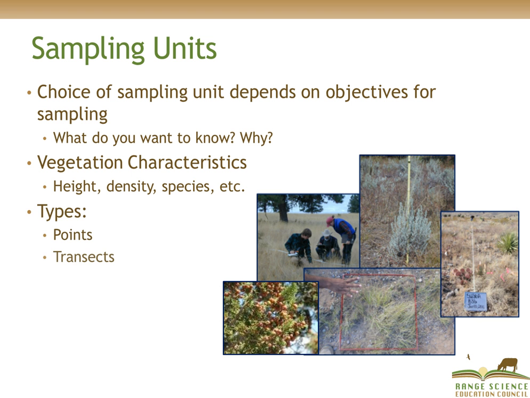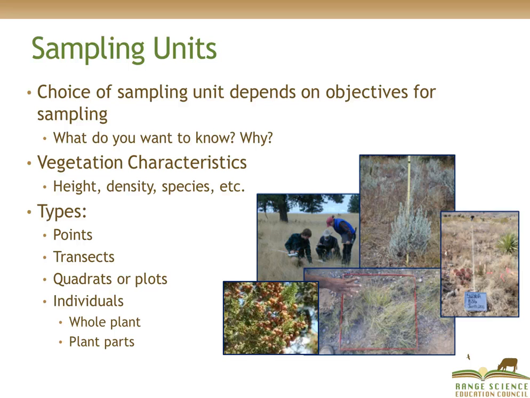There are a variety of different types of sampling units, and this includes points, transects, or lines, quadrats or plots, and individuals. In the case of individuals, you can choose either to use a whole plant as an individual, or if you're interested in just different parts of plants, such as tillers or stems, inflorescences, individual flowers, or fruits, you can identify those as being the sampling unit.